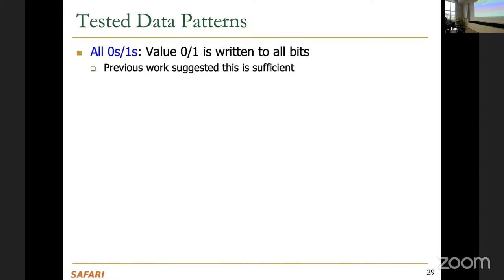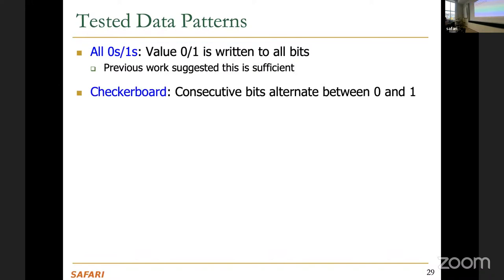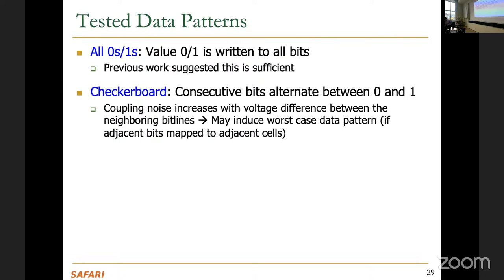Let's take a look at tested data patterns because it's going to be important for data pattern dependence demonstration. Basically, as the previous work suggested, you can write all zeros and all ones to all of the bits. Previous work suggests that this is sufficient. But we also test checkerboard patterns, where consecutive bits alternate between 0 and 1. The reason we test this is because it increases coupling noise, since it causes more voltage difference between the neighboring bit lines. And it may induce the worst case data pattern if adjacent bits are mapped to adjacent cells. Now, that's not necessarily true, but this increases the probability that we test such things.